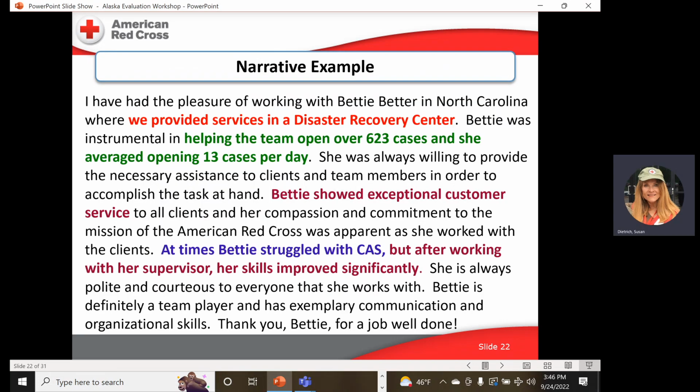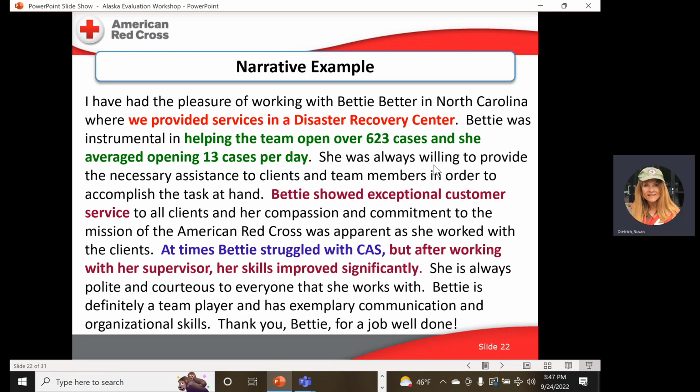Now, this comes from somebody who has worked for a long time in training, and they use this as a narrative sample. So I just pulled this from them. It was pleasurable working with this person. We provided services. She was instrumental, and here we have quantification of over 623 cases. She averaged opening 13 cases. Okay, we're quantifying. Not just that she did a good job.